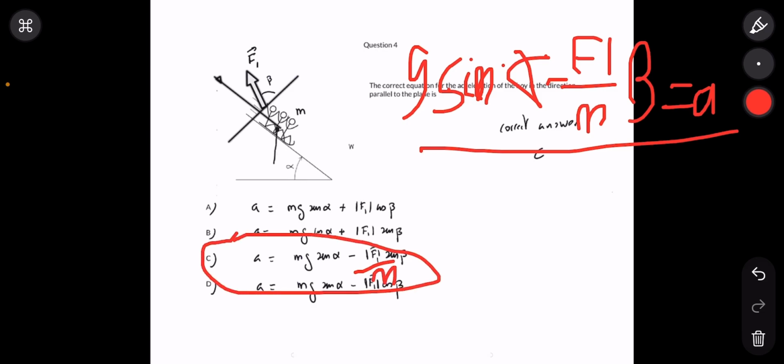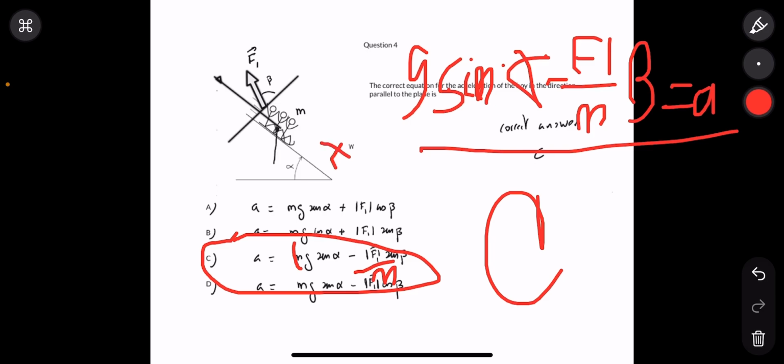C. We just have to move the M over. That's the only issue here. But C is the answer because we applied all the forces. We made this positive. It has all the components that we need to be able to solve the acceleration of the boy in the direction parallel to the plane.